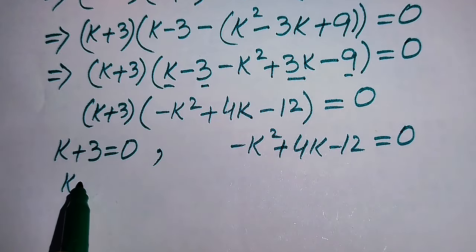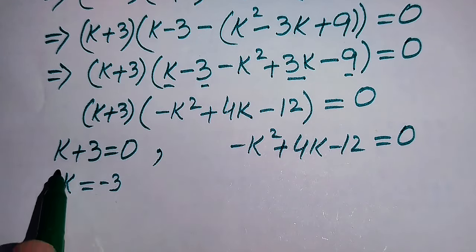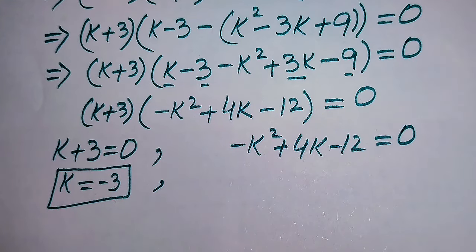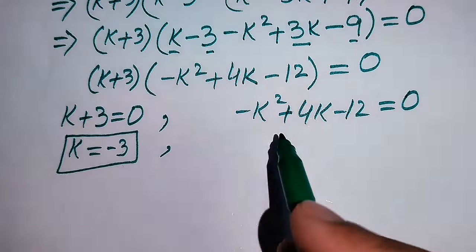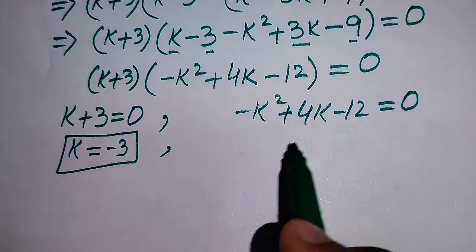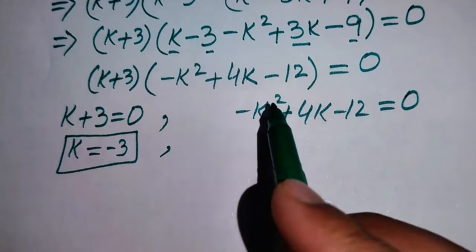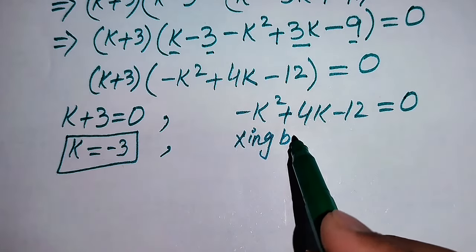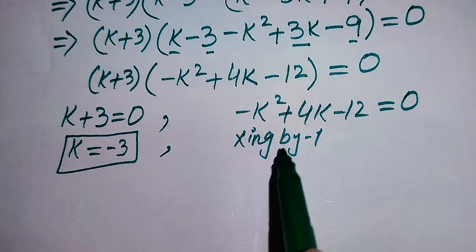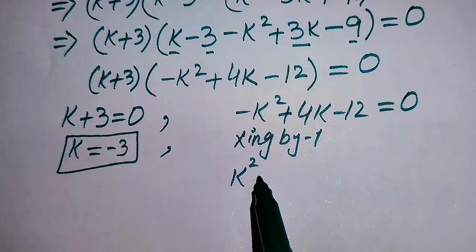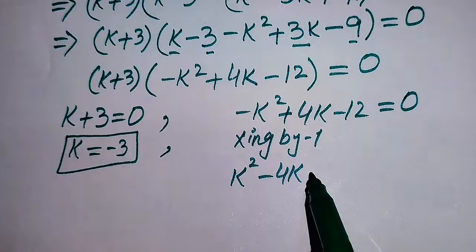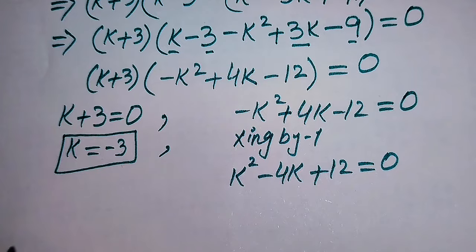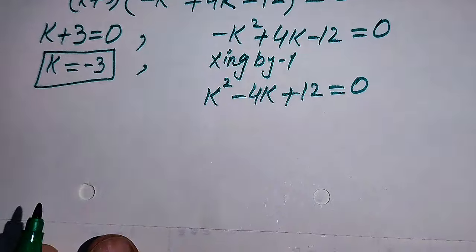So the value of k is equal to minus 3. This is the first root of the given equation. Now, in order to find the other roots, we need to solve this quadratic equation, but it is not in the standard form. First we need to write this in the standard form. For this, we multiply both sides by minus 1. When we multiply each of these terms by minus 1, it will be written as k square minus 4 times k plus 12, and this whole equation is equal to 0.